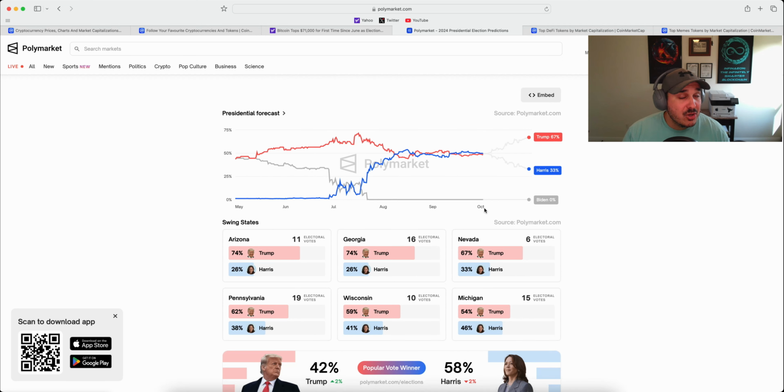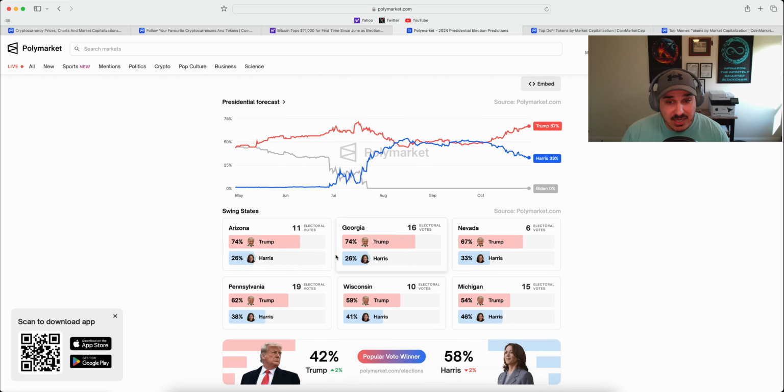Coming on down, here's another interesting thing. Obviously, swing states are going to decide the election. But when you look at all major swing states, Arizona, Trump is up at 74%. Georgia, Trump is at 74%. Nevada, Trump is at 67%. Pennsylvania at 62% odds to win. Wisconsin at 59%, and Michigan at 54%.